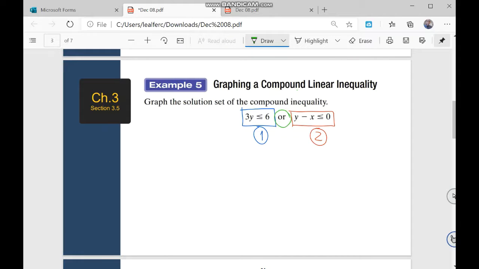What kind of compound inequality are we working on here? OR. And OR is union or intersection. Do you remember OR, union or intersection?